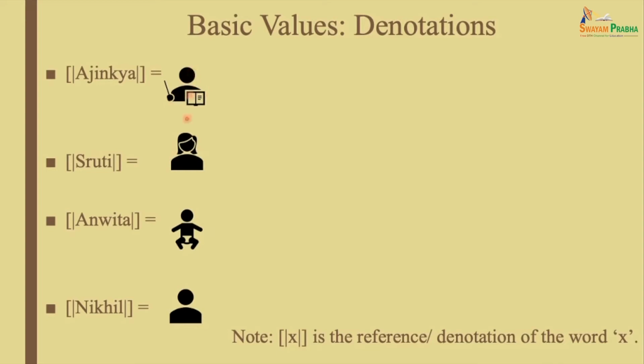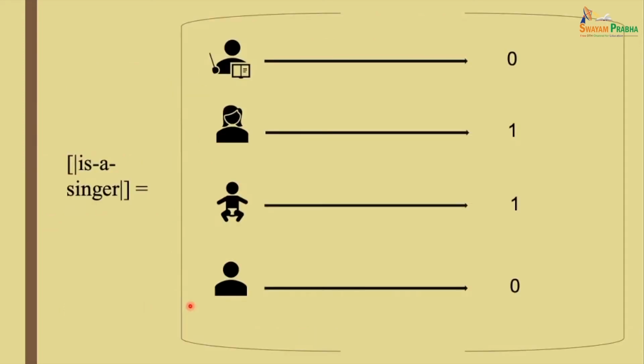So here you should know these people because we have to deal with them for a few minutes. So this is Ajinkya, this is Shruti. We are not talking about the names. These are the real individuals, and this is Anvita, and this is Nikhil. So then we go to the reference of "is a singer."